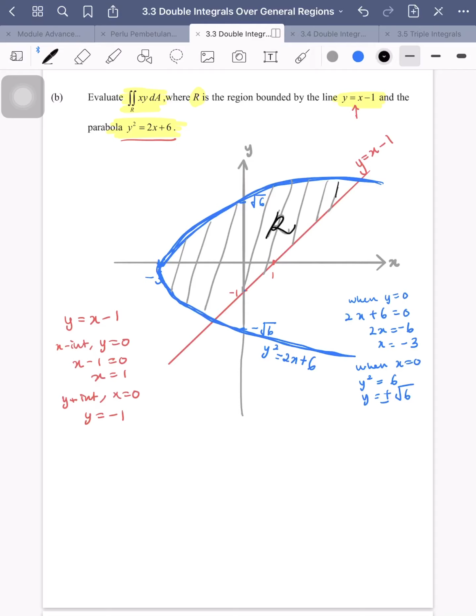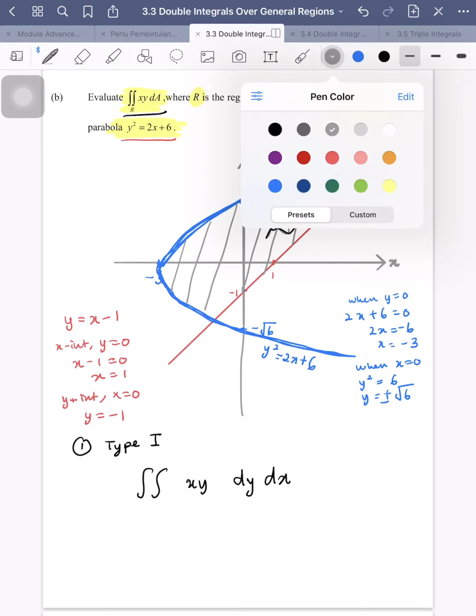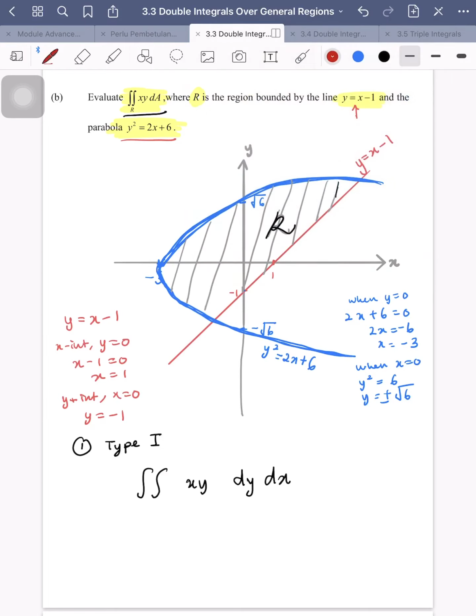Okay, region R. Viewing as type 1 first. Type 1 double integral, your function xy. Type 1 is dy dx. So for y you look from bottom to top. From bottom to top, for this one, you see here, from bottom to top.